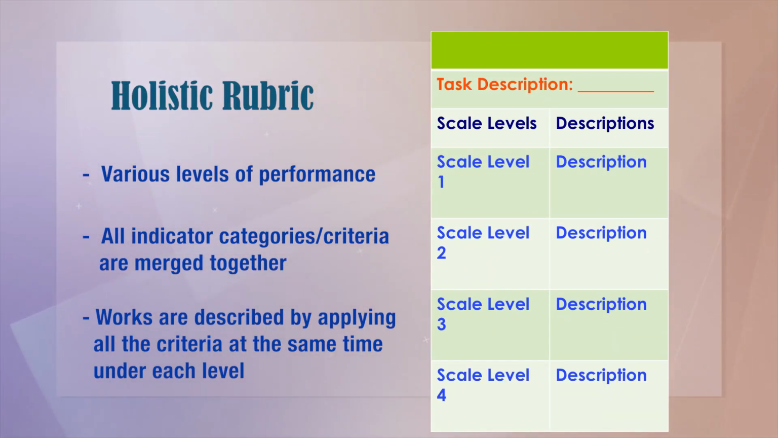Now, let us move ahead and discuss holistic rubric. In a holistic rubric, works are described by applying all the criteria at the same time under each level. In pictorial form, it looks like the figure which is displayed on your screen. This figure contains three visible parts: the task description, the scale levels written on the left side of the table, and the descriptions of performances under each level.